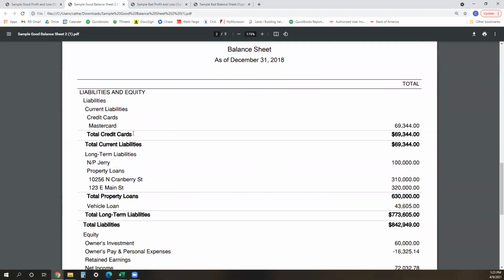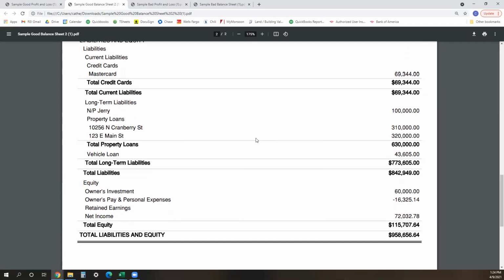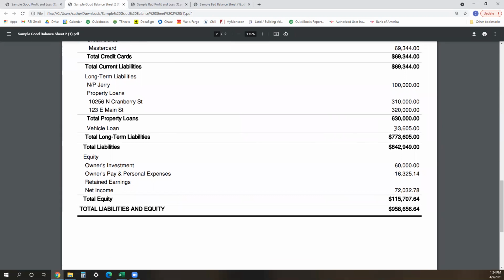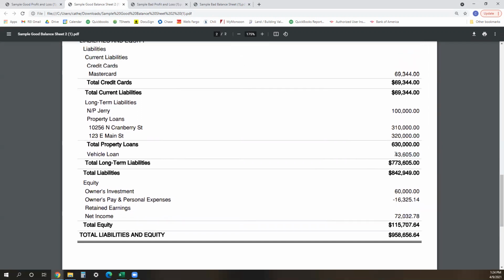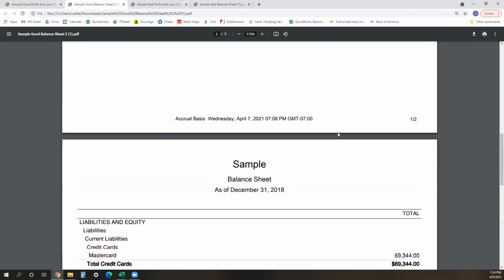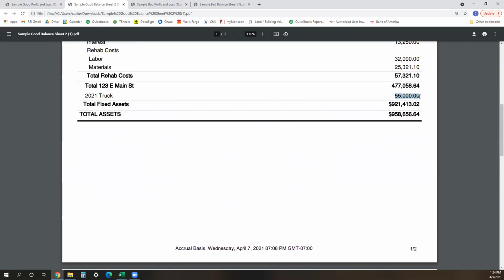So then into our liabilities, we've got a credit card, $69,000. That's pretty high, but maybe they have a limit that high. Here is a notes payable to a private investor, Jerry. And then we've got both of our property loans separated out for each property, Cranberry Street of 310 and Main Street of 320. And then, as I mentioned, with that asset above, here is the corresponding vehicle loan of $43,605. I believe that payments have been made to this because the loan would have been a little bit higher depending on the down payment that they put down.